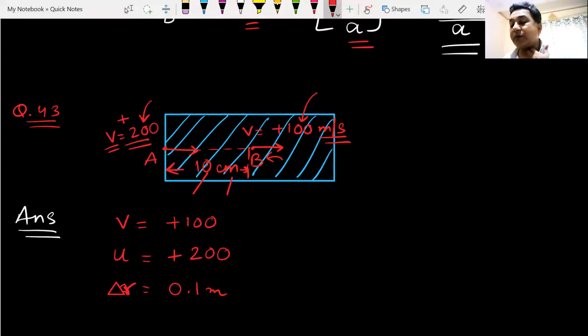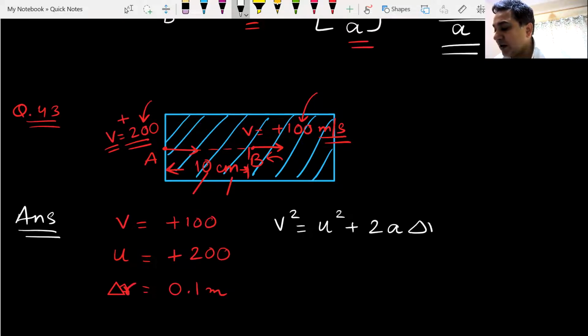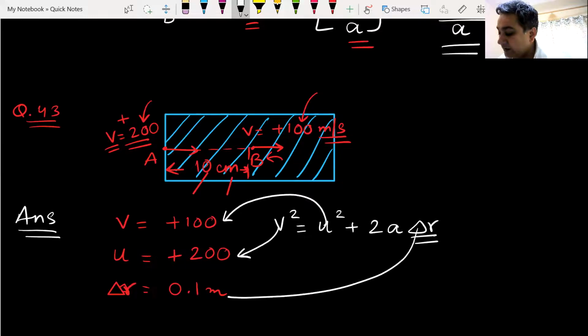Displacement is 0.1 meters. Just put the formula: V squared equals U squared plus 2 times A into delta R. Just put the values. Final velocity is 100, initial velocity is 200, displacement is 0.1. Simple math, simple equation. You should be getting the value of A. And what is the value of A? What is the value of A coming as?